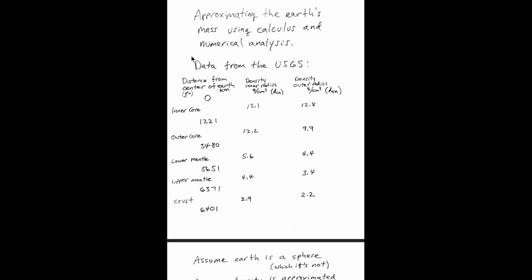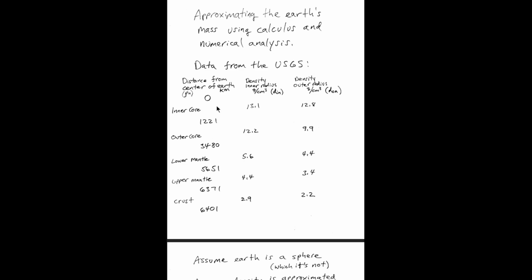and the Earth is divided into layers. The innermost layer is called the inner core, and then comes a layer, the outer core, and then the lower mantle, then the upper mantle, and then the crust. In this column here, which I'm going to call rho sub n, is the distance from the center of the Earth, and it's in kilometers. So in other words, the inner core goes from 0 kilometers to 1,221 kilometers, and the outer core will go from 1,221 kilometers to 3,480 kilometers, and so on.